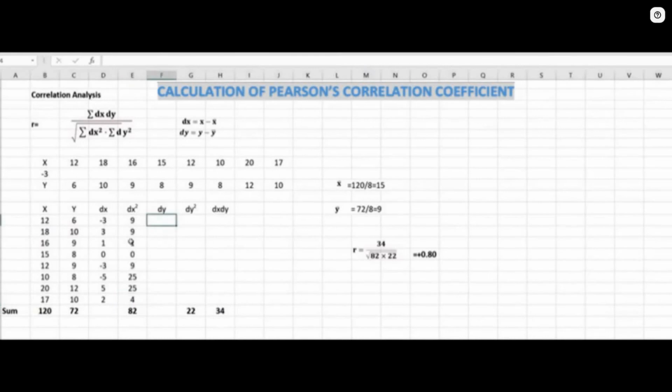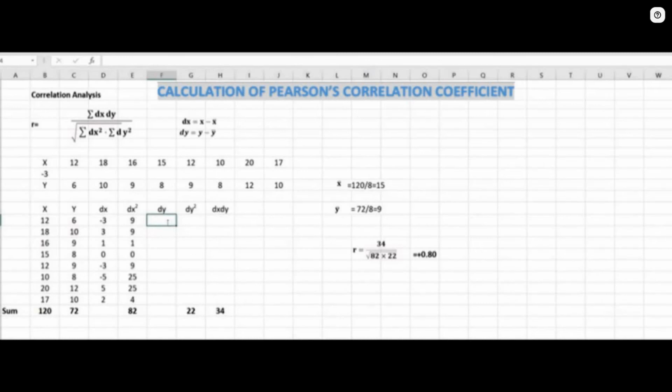Now we'll move on to sum of this, which is 82. Yes, sum of this is 82. So we need sigma dx square, so we have done that. For dy, remember we have to subtract y from y bar. So don't forget, do that carefully.